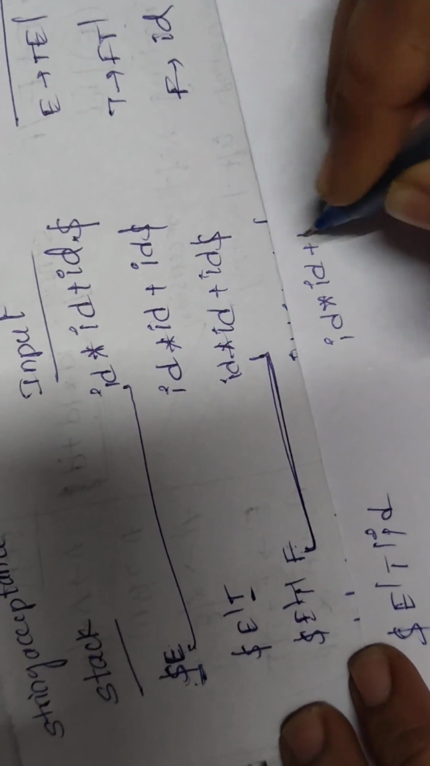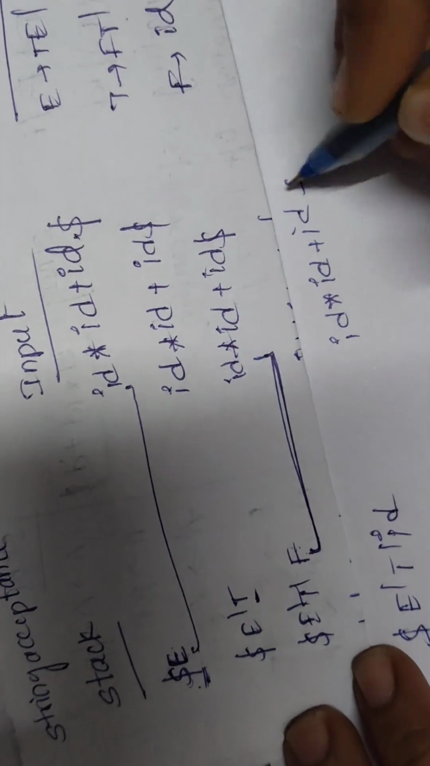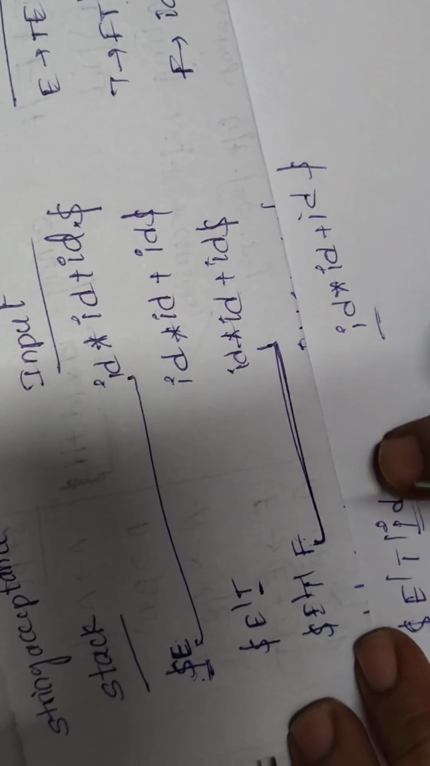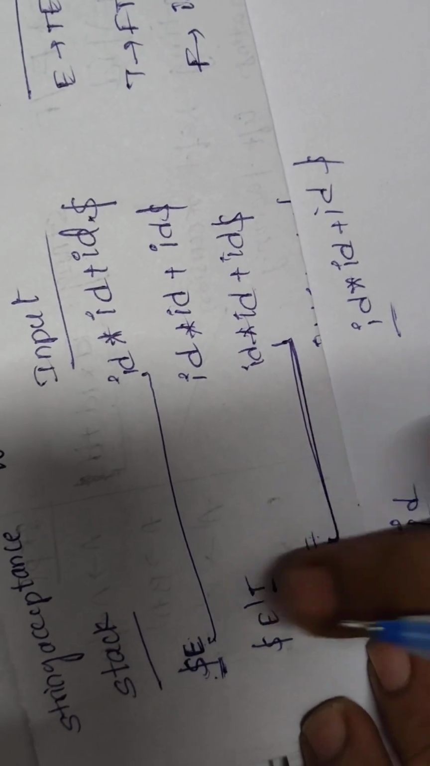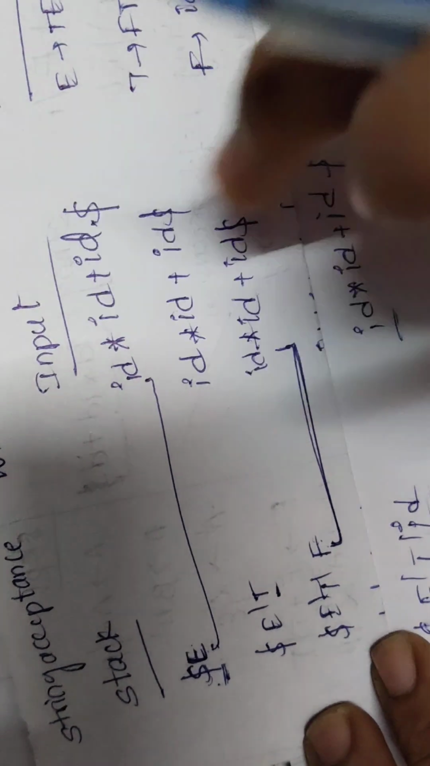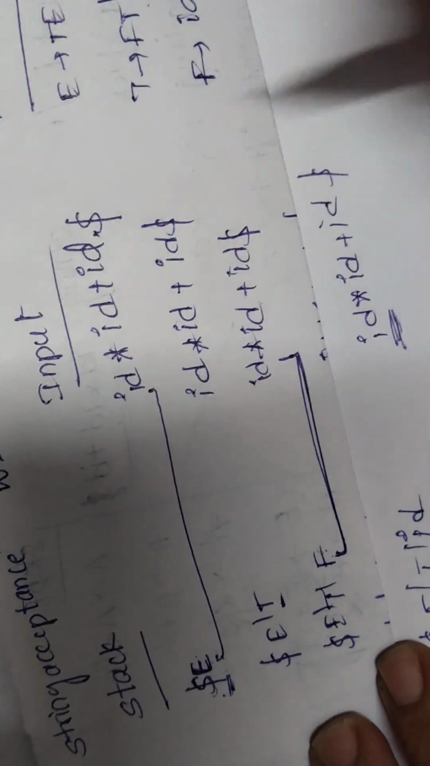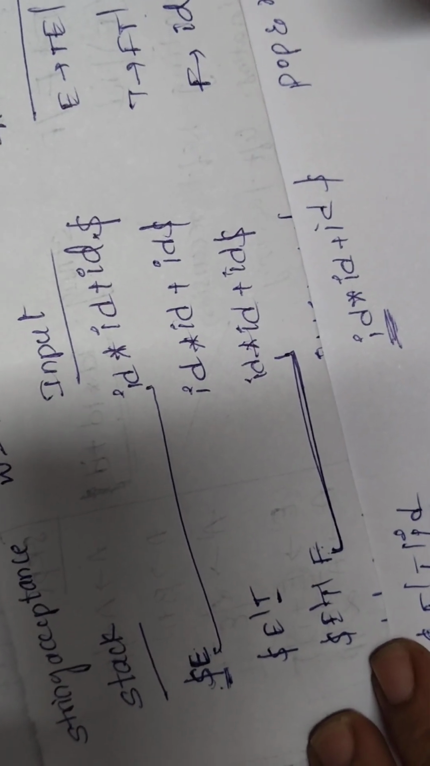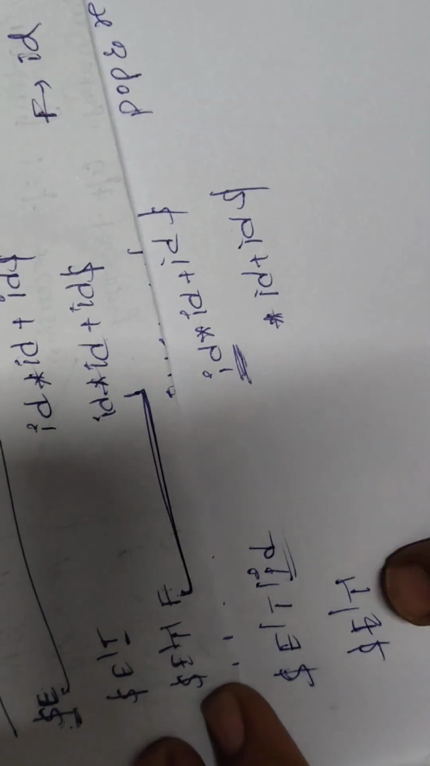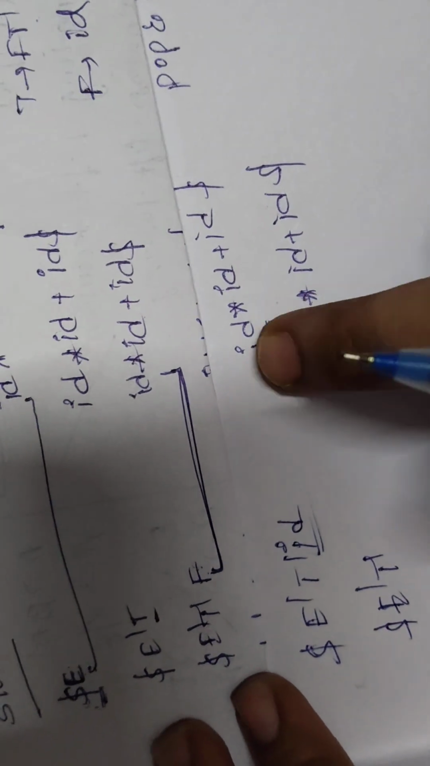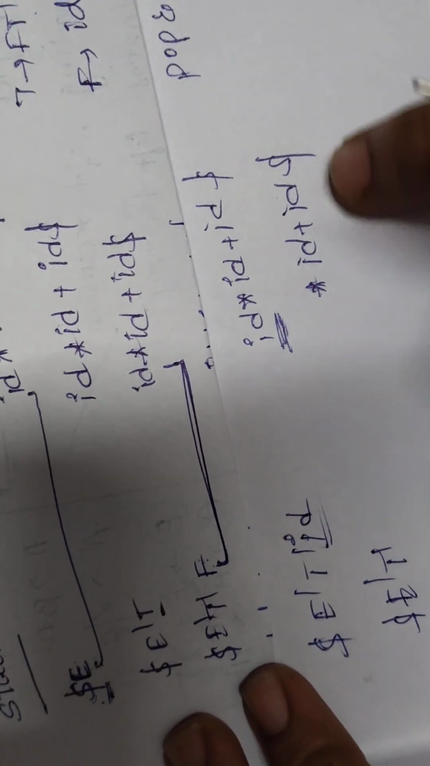Write this id, meaning the input is the same. Now id is the same element in both places, so you need to pop id from the stack and remove id from the input. So pop and remove id. After pop and remove, we'll get it like this. Id removed from here, and id removed from here. So we'll get it like this.